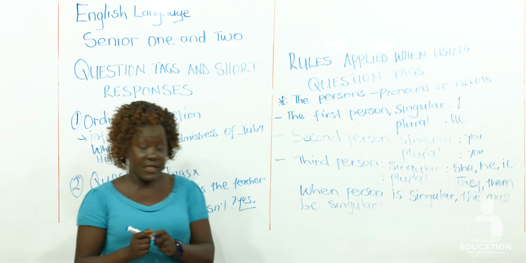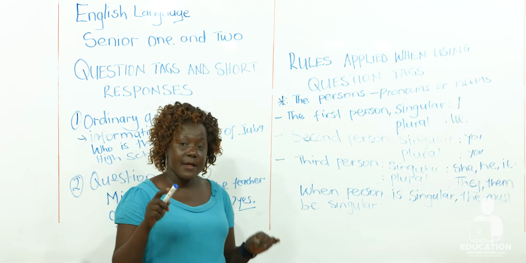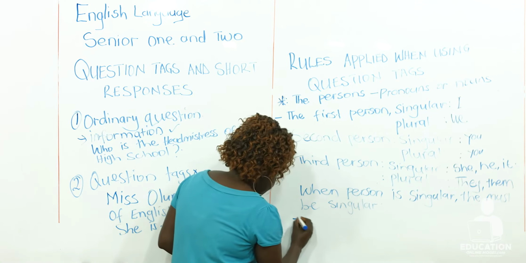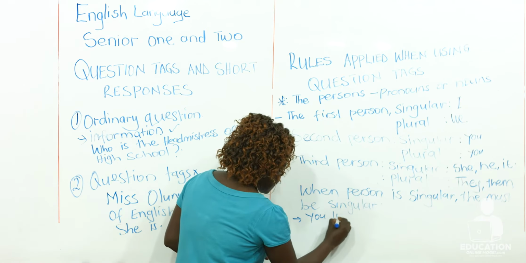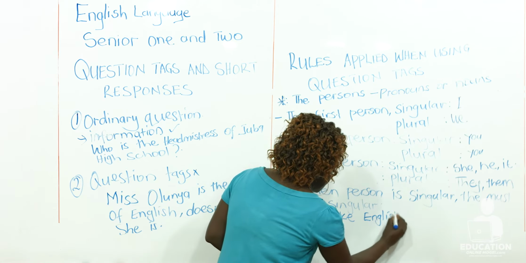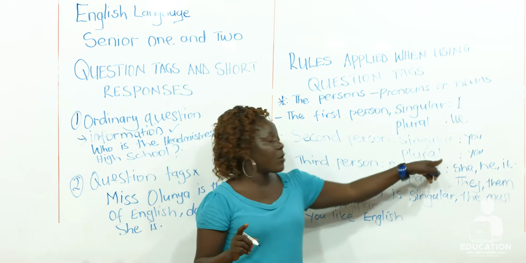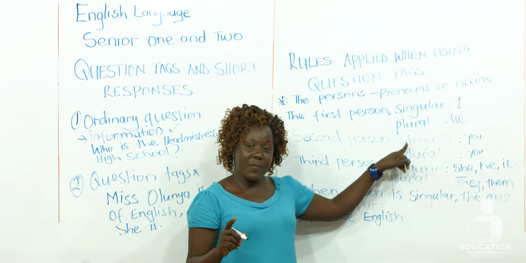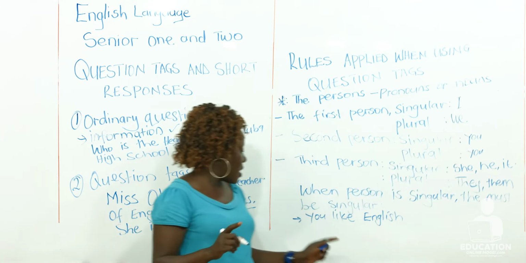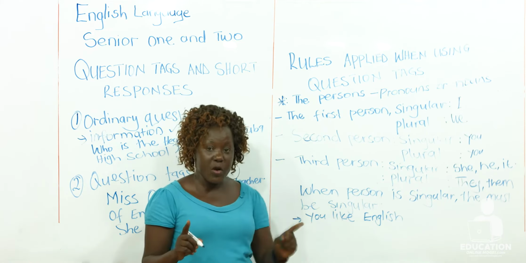For example, look at this. You like English. Let us write it down. You like English. In this case, we don't know whether this you is singular or plural. And when it is second person in English, you use the plural form of the verb. Now, in this case, you cannot say, you like English, doesn't you? Because you think it is one person. Even if it is one, use the plural form of the verb.